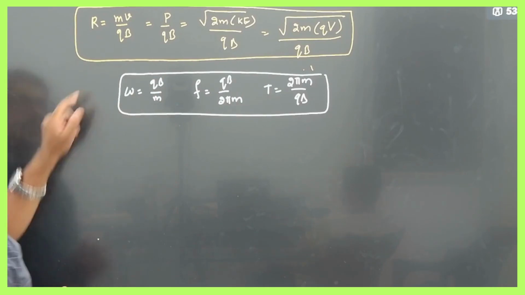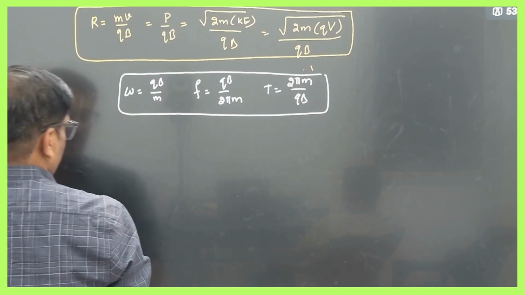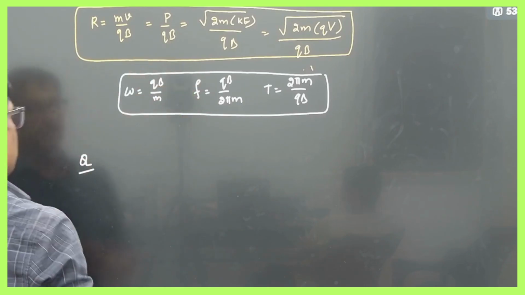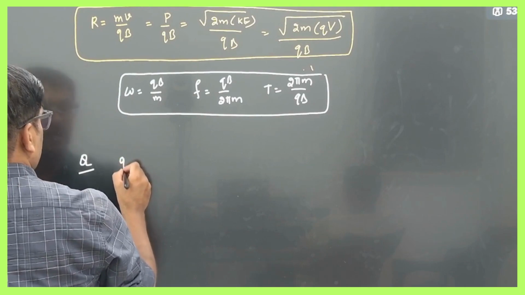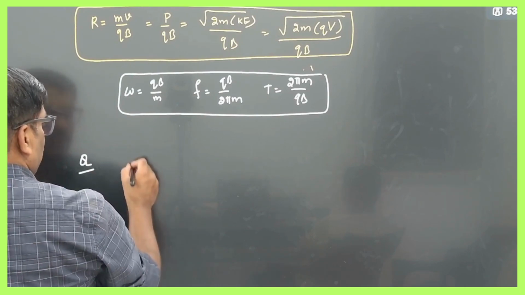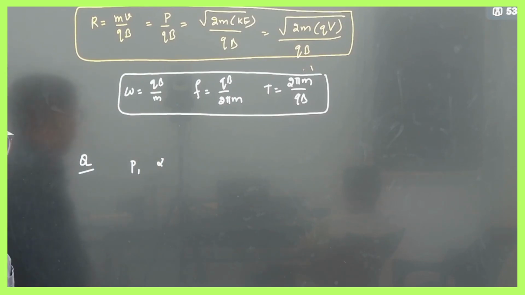Observe this. We'll do one simple question here, and we can cover all the cases in it. Suppose one particle is there. You can take two particles: one is a proton and one is an alpha particle. So we'll take one proton and one alpha.